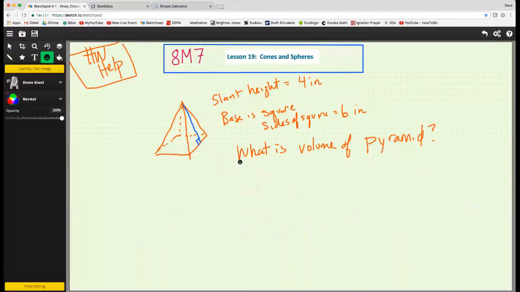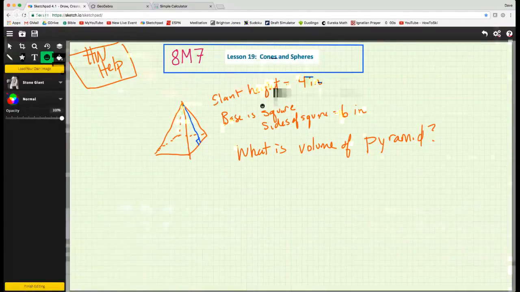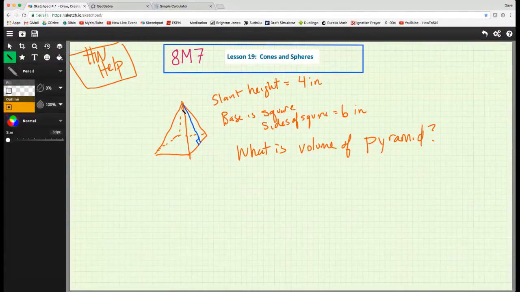Now, in this case, we have a different problem. We have the slant. We have a pyramid, but we didn't measure. We can't measure from the top straight down. We don't know what this height is, but we do know what the slant height is. The slant height from here to here, we've measured at 4 inches. So the question is what is the volume of this pyramid?